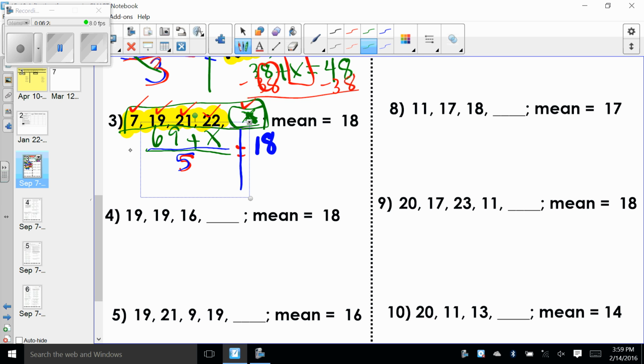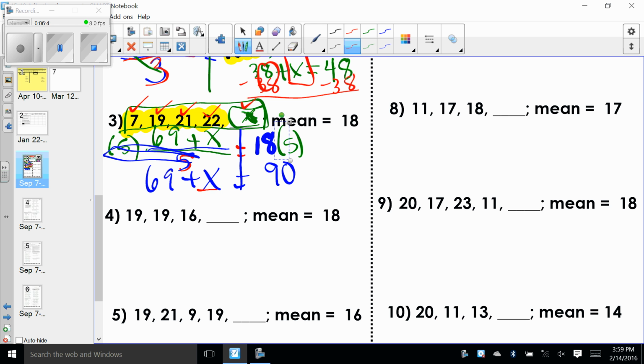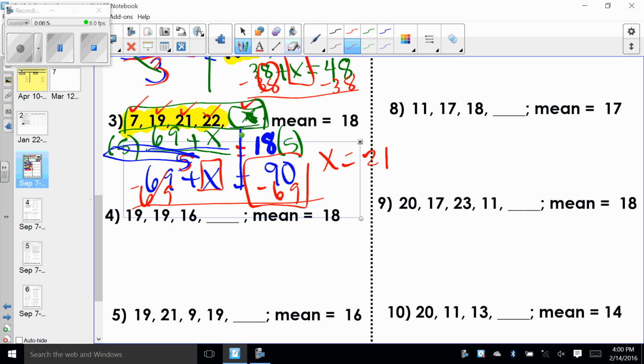To kill it, we're going to multiply nice and high, copy, paste. So those cancel. So we have 69 plus x equals, on the right hand side, we have 18 times 5. 18 times 5 is equal to 90. Hand method kicks in. Solving, we're going to subtract 69, copy, paste. And we get x equals 90 minus 69. So we're going to go ahead and subtract that. 90 minus 69 is equal to 21. So our last test score would have to be equal to 21 to get that average.